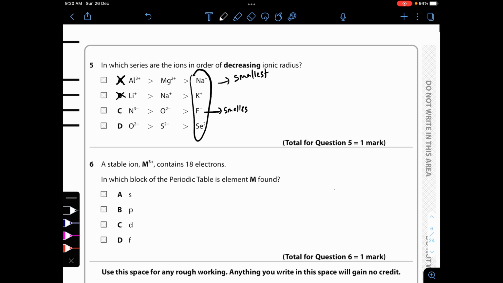So let's look at the last one: O2-, S2-, Se2-. This is going down group 6, so the radius is going to increase. So D is also out, and our final answer is C.